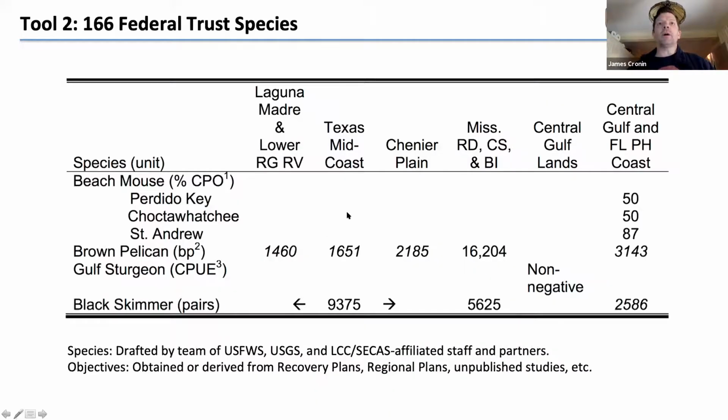The second tool that we developed was a list of 166 federal trust species and their population objectives in each planning unit. So I'm just showing you a few species here, which include mice and some birds and a fish. So for example, the brown pelican, its population objectives are in breeding pairs. This is a footnote, not squared, it's just breeding pairs. So for example, in the Laguna Madre and Lower Rio Grande River Valley, the breeding pair objective for brown pelican is 1,460 breeding pairs. Whereas say over in the Central Gulf and Florida Panhandle coast, the population objective is 3,143. So these population objectives were obtained or derived from existing plans, such as recovery or regional plans.